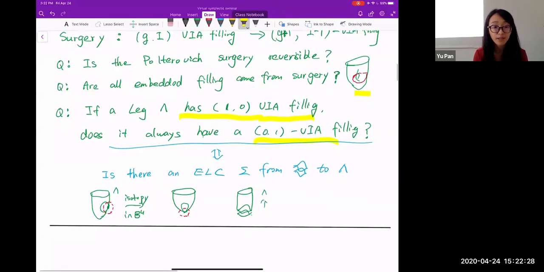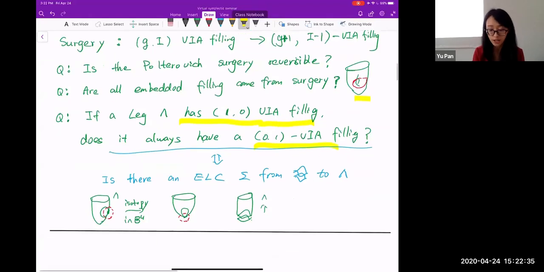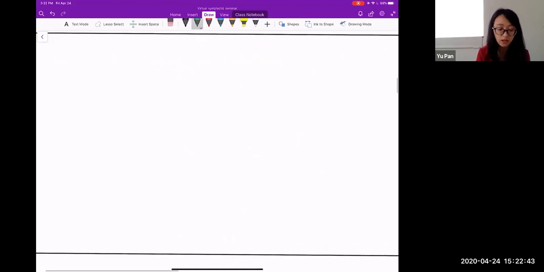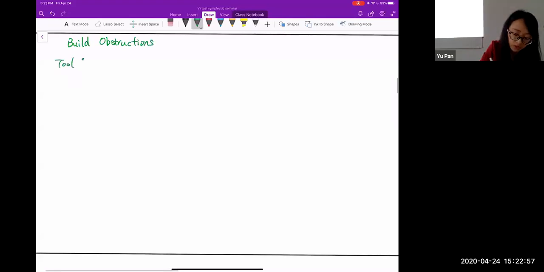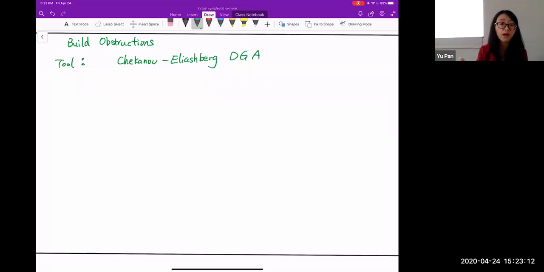Okay. If not, then I will focus on the question of existence of cobordism for the rest of the talk. The main way we want to answer the question of existence is to build obstructions. The tool I would like to use comes from Chekanov-Eliashberg DGA, the differential graded algebra.